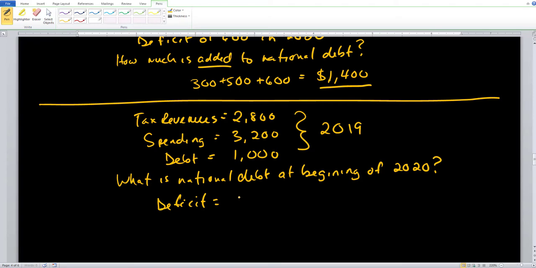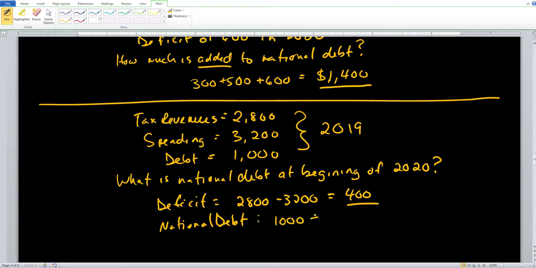Our deficit is going to equal 2,800 minus 3,200. Our deficit equals 400. So in the year 2019, we ran a deficit of $400. And remember, because we are running a deficit, it needs to be added into the national debt. So our national debt is going to be what our debt was at the beginning of 2019, so $1,000, plus the deficit that we ran in 2019, 400. So at the beginning of the year 2020, our national debt is going to equal $1,400.